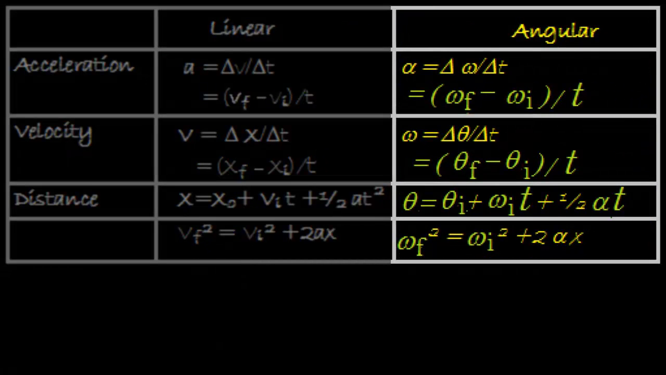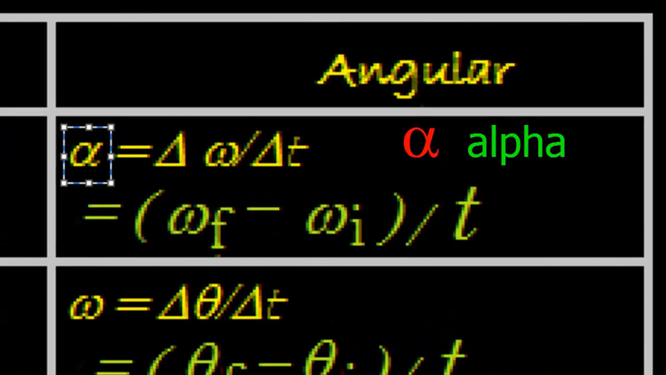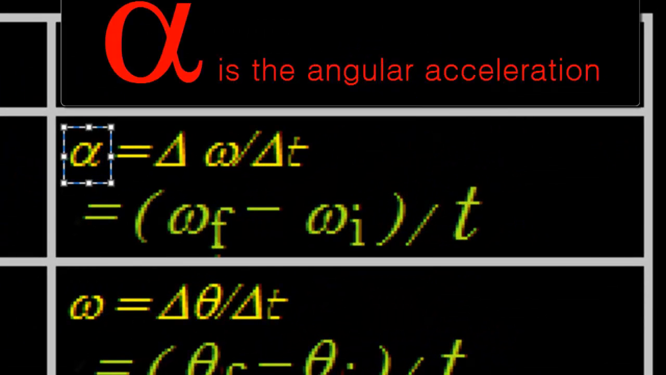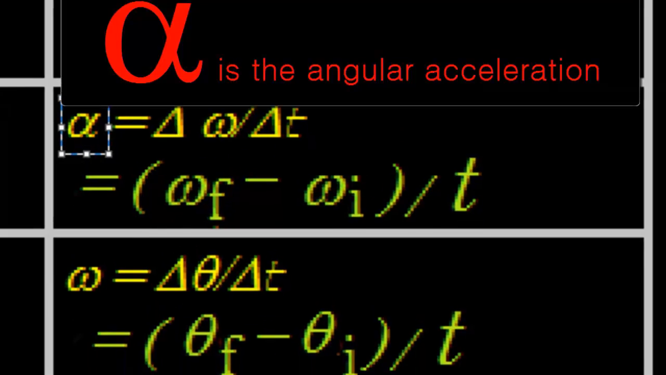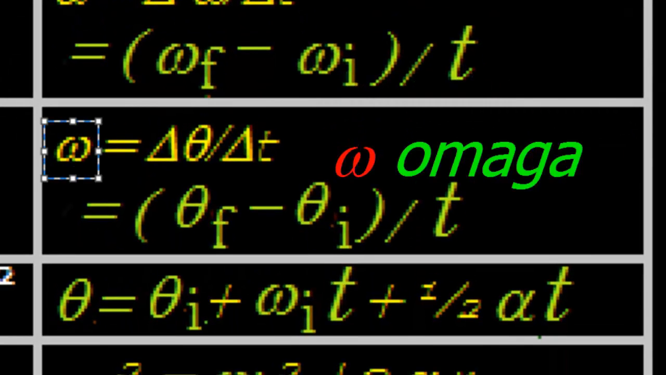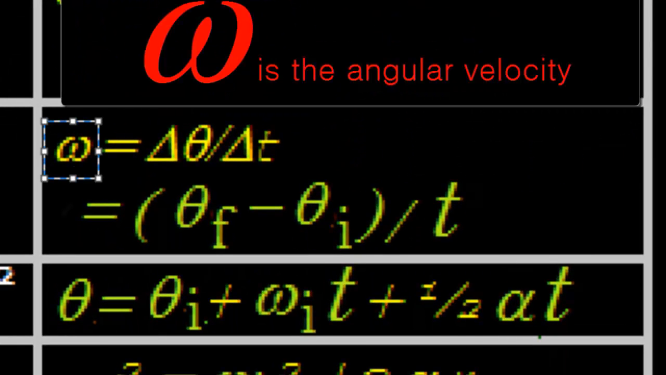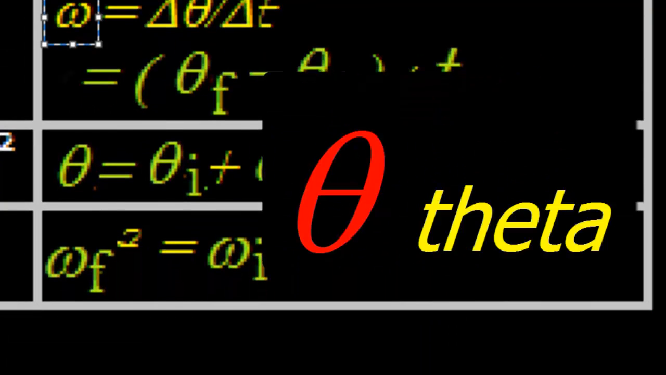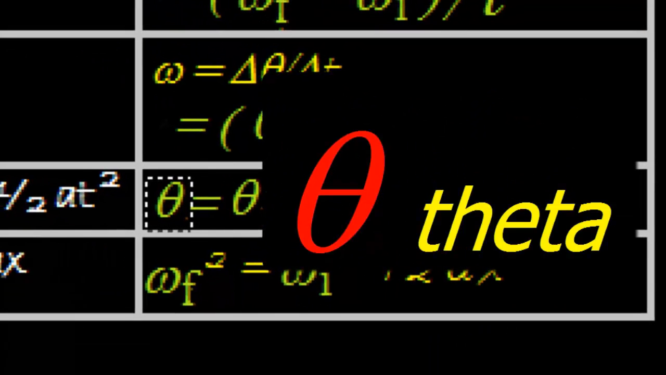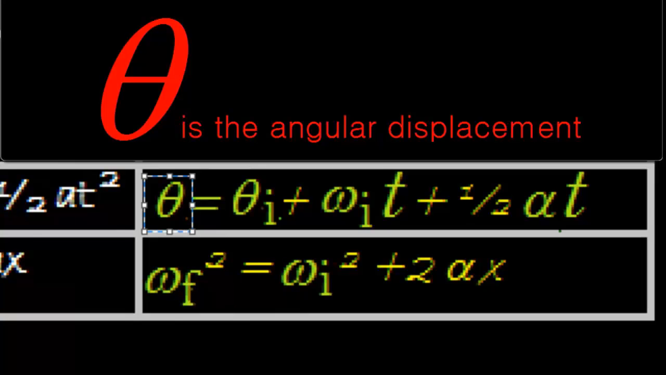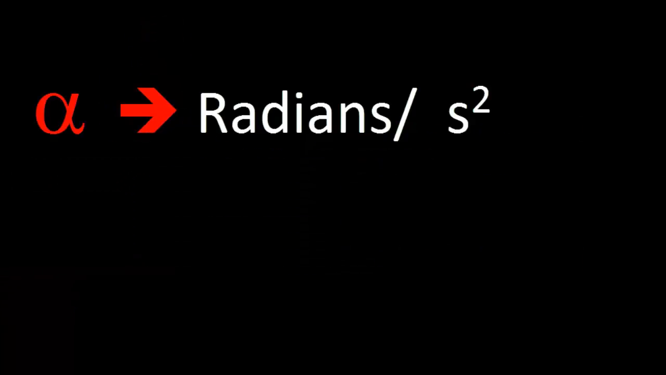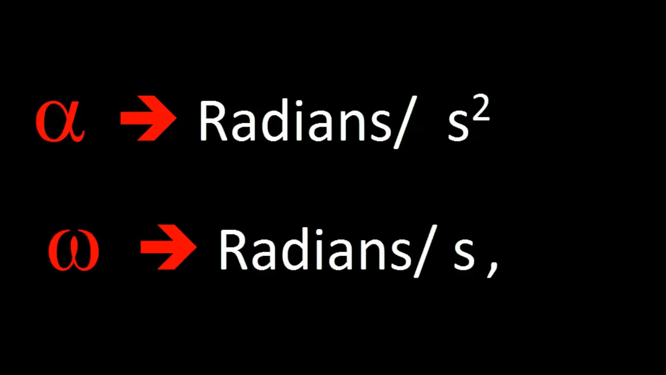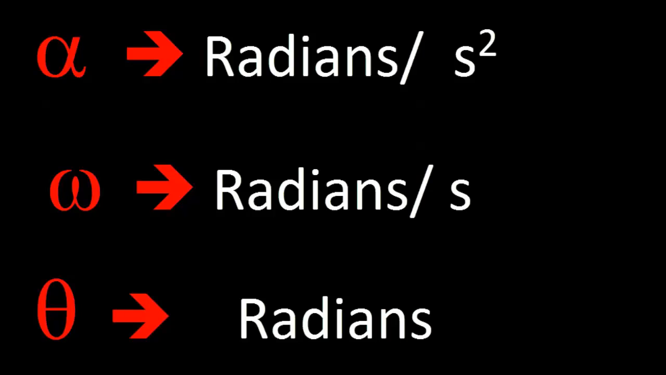Let's go over the symbols. This Greek letter is pronounced alpha. It's used as the symbol for angular acceleration. This Greek letter is pronounced omega, and it's used for angular velocity. And this last Greek letter, theta, is the Greek letter used for angular displacement. The unit for alpha is radians per second squared. The unit for omega is radians per second. And the unit for theta is radians.